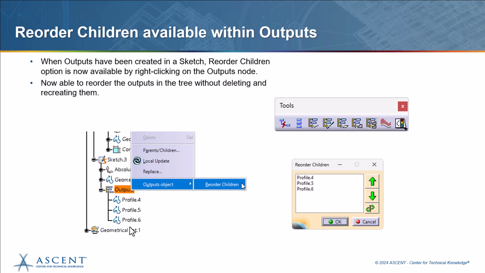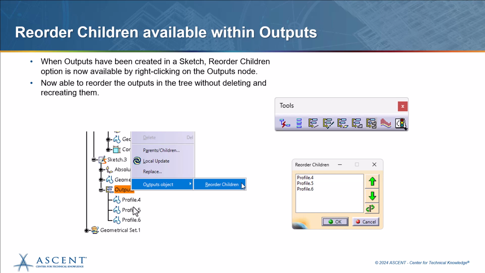But if you want to reorder those output features, those profiles in this case, you can right-click on the outputs node, go to whatever the name of it is, object, so outputs object, and choose reorder children. The reorder children dialog box appears, and we could grab the profile number four and move it all the way to the bottom so that it shows up at the end. Now these can be renamed to be whatever you'd like, but in prior versions of CATIA, you'd have to delete these profiles and recreate them in the order you wanted if you didn't like the order that was there, or you had to accept what was there.